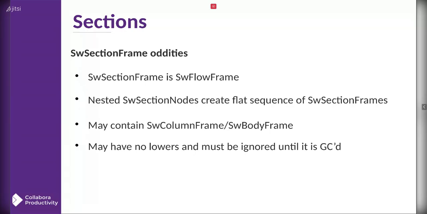Then the section may also contain columns. In that case, below the section frame, you will find column frames as the children, and inside each column frame, there's a body frame. Whereas if there are no columns, then the content of the section is directly the children of the section frame.